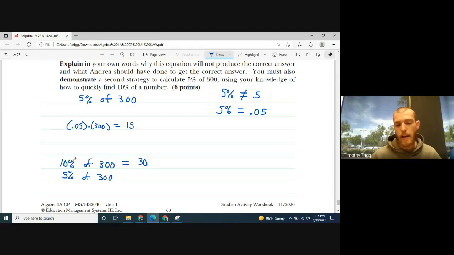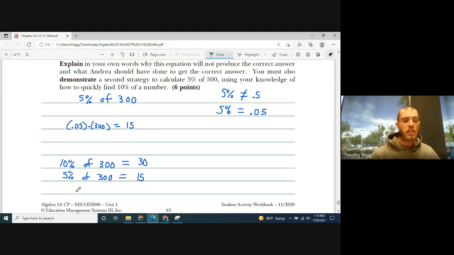So if we can easily find 10% just by cutting off a zero, then you'll be able to easily find 5% as well. Because if 10% is 30, 5% will be half of that amount, right? 5% is half of 10%. So 10% of 300 is 30. So 5% of 300 will be 15, right? It's half as much because this is half as much.